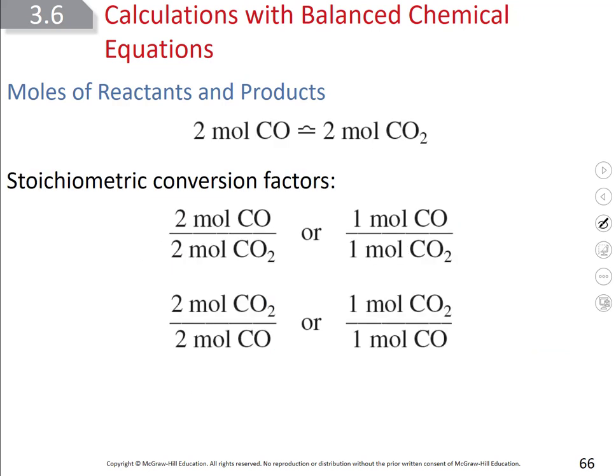So we can take these molar ratios and write them as a fraction. This is exactly what we did way back in chapter 1 with factor label analysis, which was used to convert units. And that's all we are technically still doing, converting units. We're just going from moles of carbon monoxide to moles of carbon dioxide, or vice versa, converting between one species in a reaction and another. So we can use this to convert between any two things in the reaction.